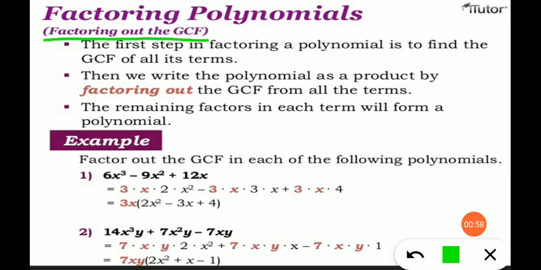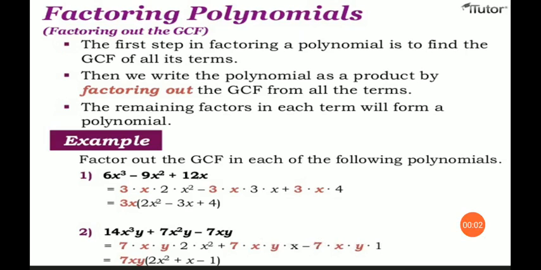For example, the first example is 6x cube minus 9x square plus 12x. From here we can see that 3x is common in all the three terms. Hence, if we take 3x common outside the bracket, inside we are left with 2x square minus 3x plus 4. And thus our factorization process is completed.